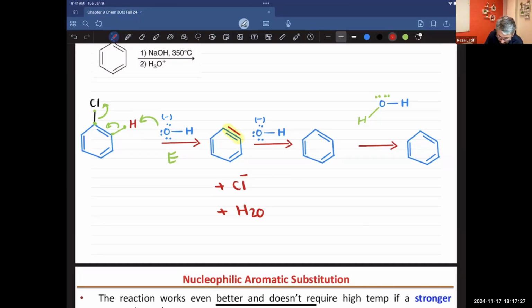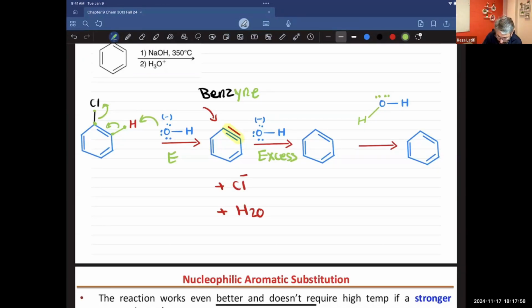Now, what should I call this molecule? This is a benzene molecule, but it has a triple bond. And remember this: when we have a triple bond, we use this, yne, to say that we have a triple bond. So this is a benzyne intermediate. I got a benzyne intermediate. Now, because I have OH from the reagent, it can be added to the triple bond.